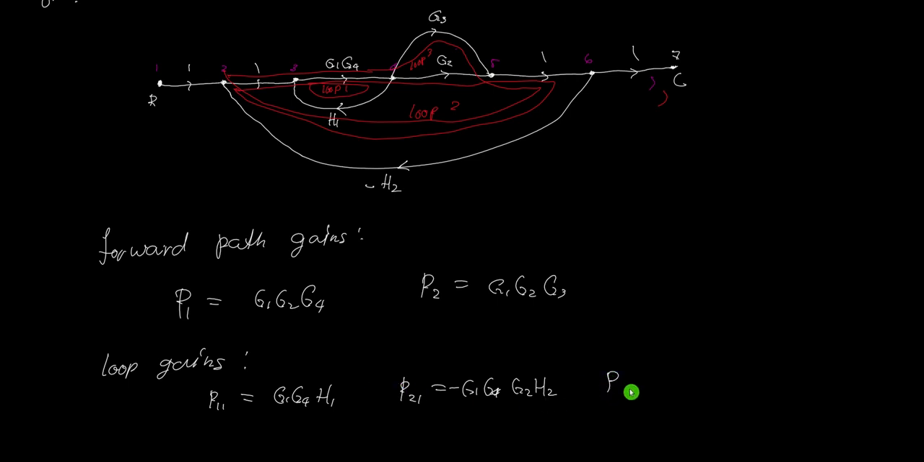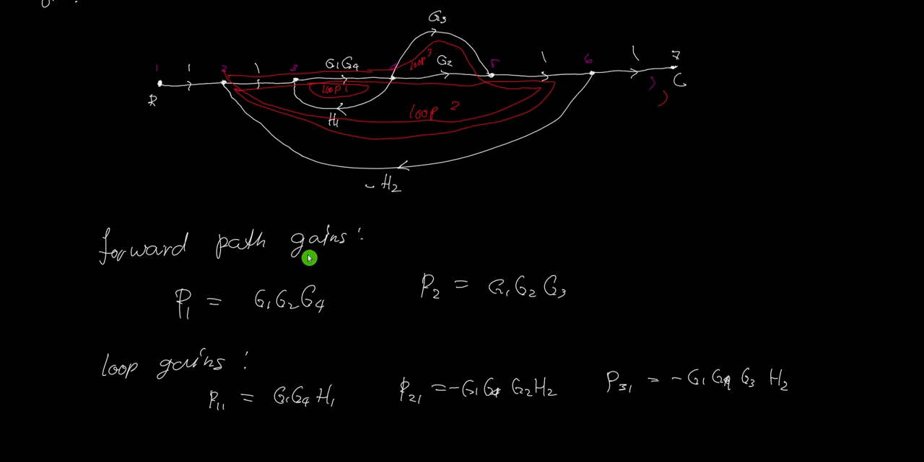Next, for the last loop, P31. So for the last loop, we still have a negative 1, G1, G4, but instead of G2, you just replace G2 with G3. G4, G3, and H2. Why? Because this is the path here. Instead of going through G2, the path goes through G3. So these are the loop gains.